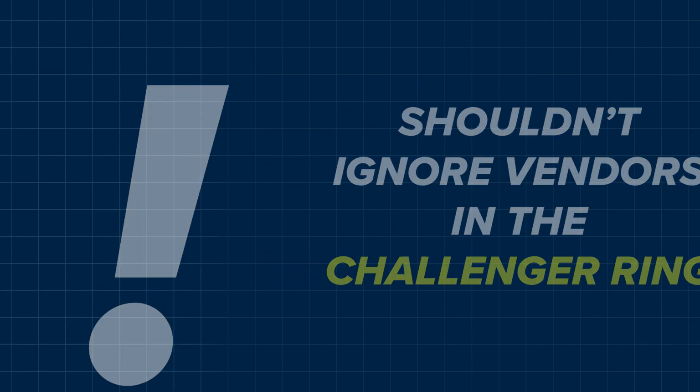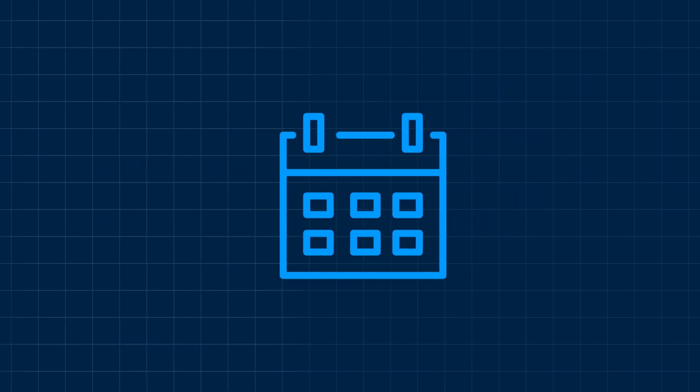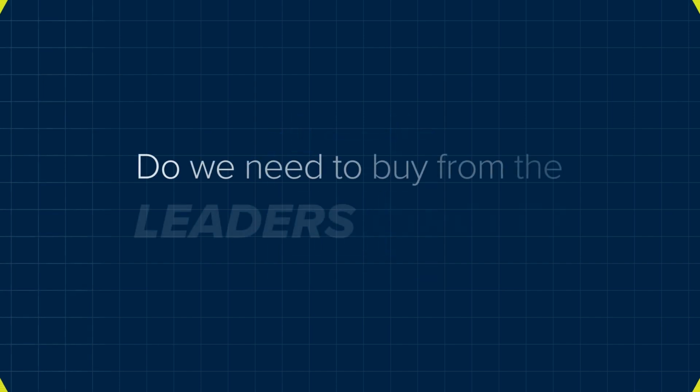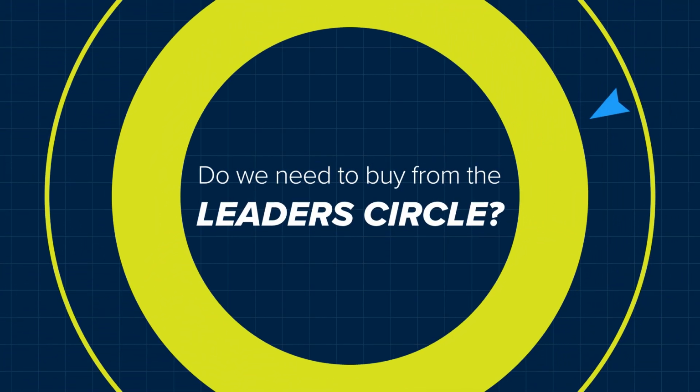If you're doing your strategic planning for the next 12 to 18 months, it's probably a good idea to look at the challengers and the leaders and determine who you have a relationship with. Set up meetings to find out where they plan to go and see what happens. Do we need to buy from the leader circle, or is there a challenger that better fits our needs?